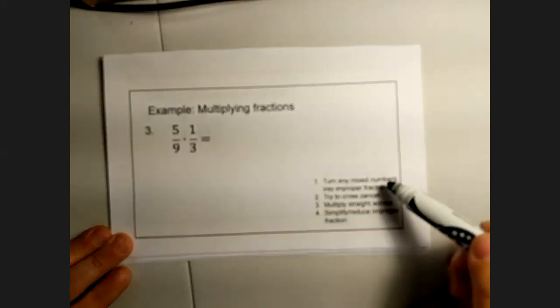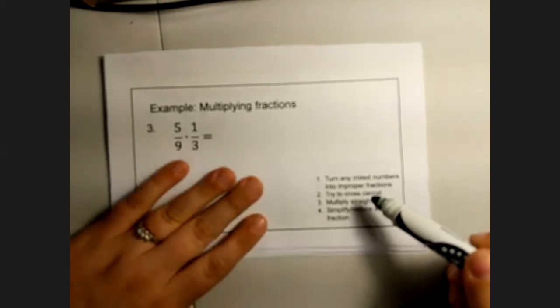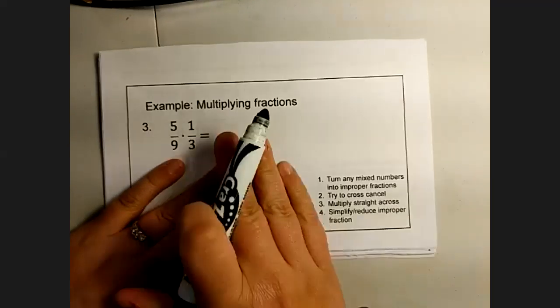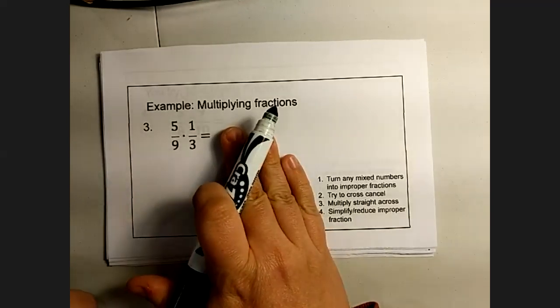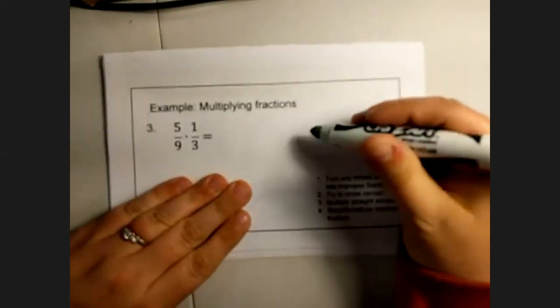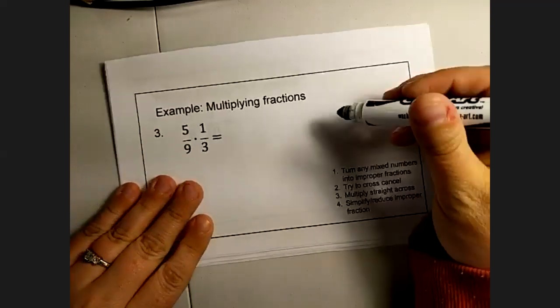To multiply fractions, you want to follow these steps here. I'm sorry, that's kind of blurry. You want to turn any mixed numbers that you have into improper fractions. You're going to try to cross cancel. You're going to multiply straight across, and then you're going to simplify or reduce at the end if you need to.